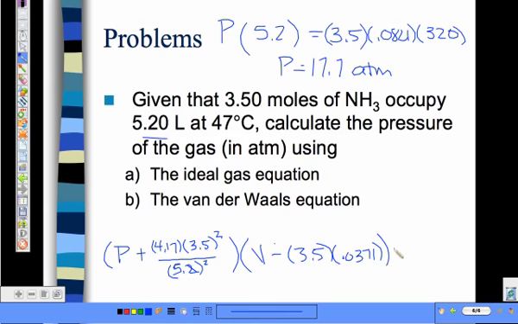Okay, V is 5.2. And then it equals nRT, right? So we have 3.5 times 0.0821 times 320. Okay, so I'll solve it too and see if we agree.